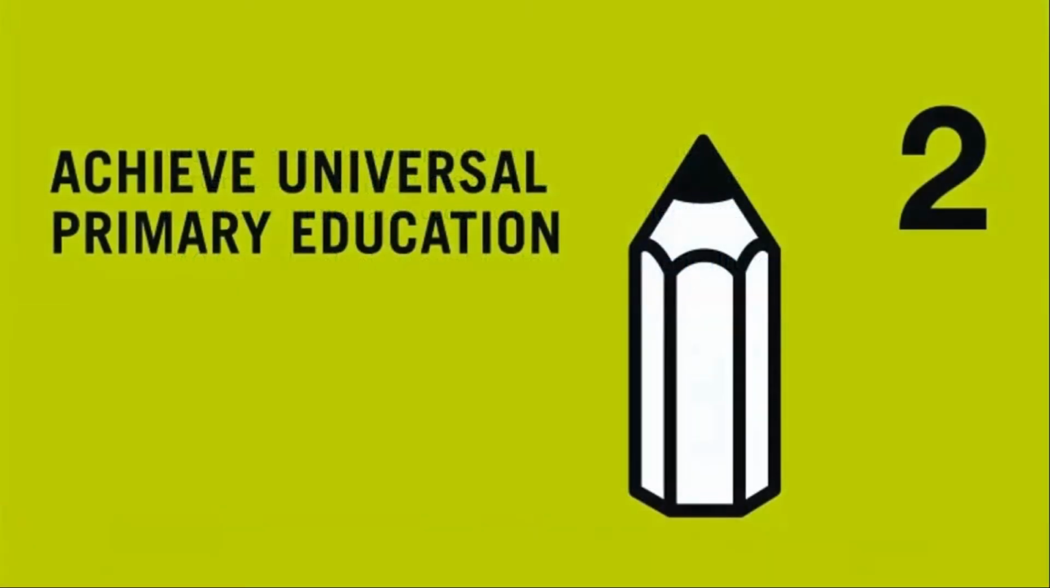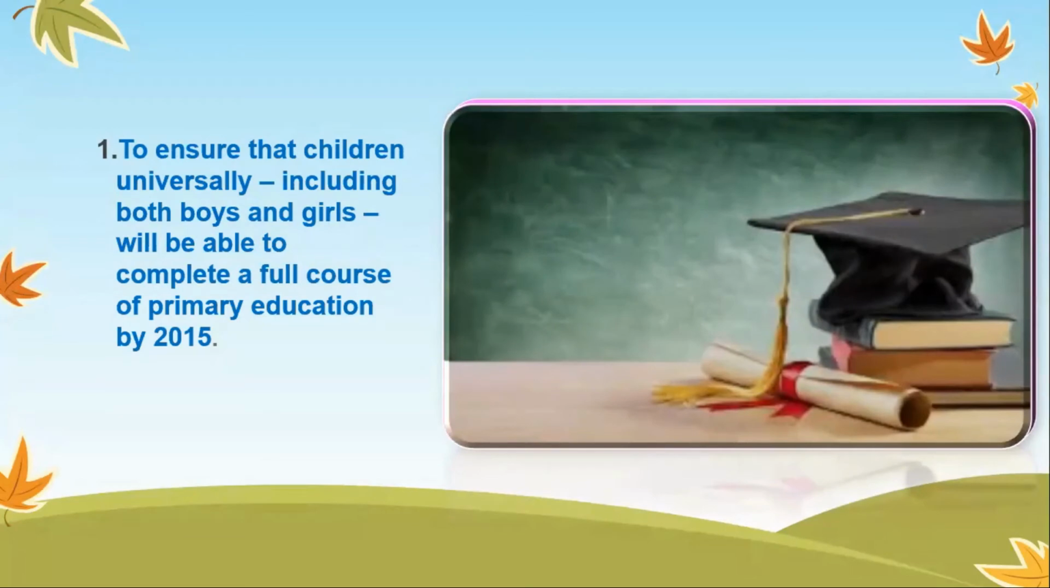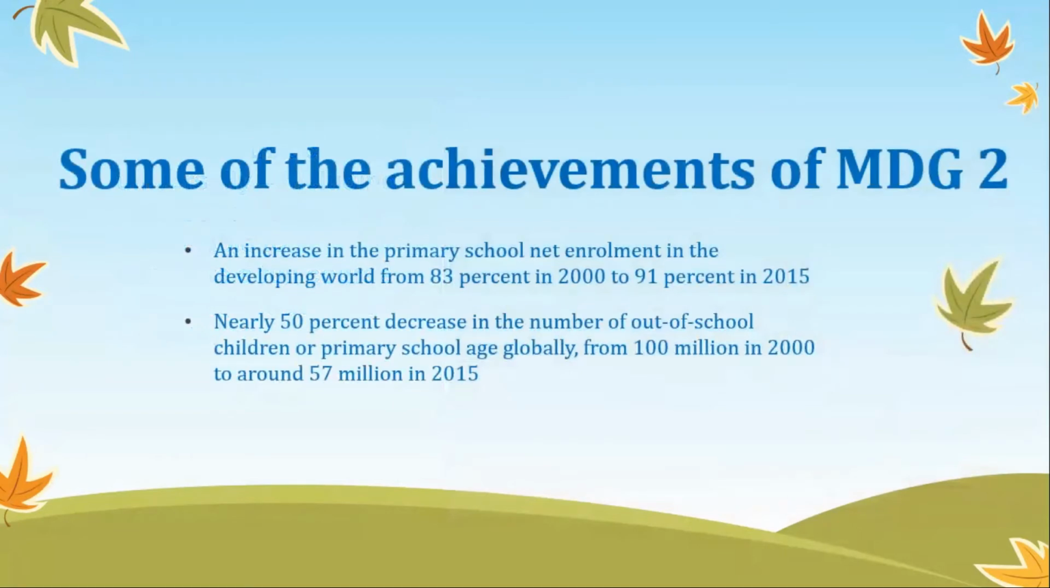The second goal is to achieve universal primary education. The target is to ensure that children universally, including both boys and girls, will be able to complete a full course of primary education by 2015. Here are some of the achievements of MDG 2. An increase in the primary school net enrollment in the developing world from 83% in 2000 to 91% in 2015. Nearly 50% decrease in the number of out-of-school children of primary school age globally, from 100 million in 2000 to around 57 million in 2015.